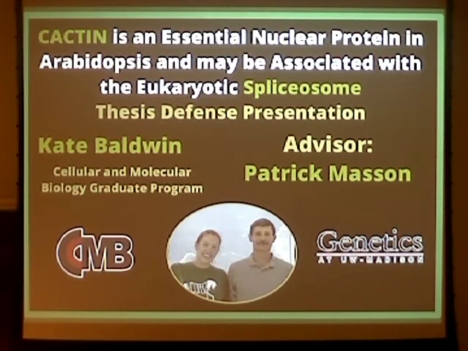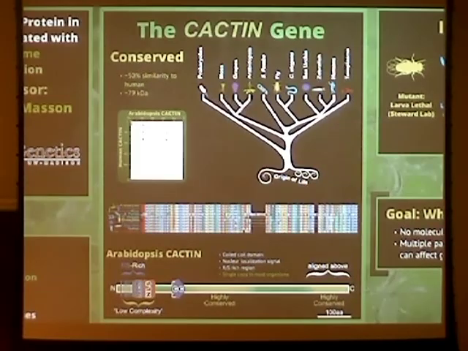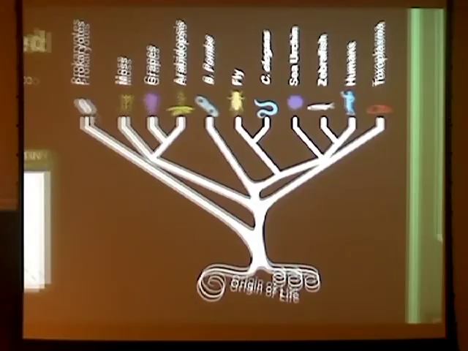The title of my talk today is "Cactin is an essential nuclear protein in Arabidopsis and may be associated with the eukaryotic spliceosome." I'm just going to start with an introduction to this conserved eukaryotic gene in general, and then we'll drill down a little bit deeper in a minute.